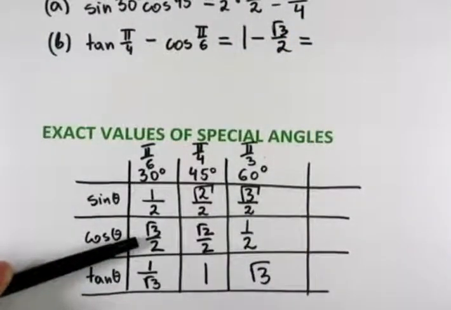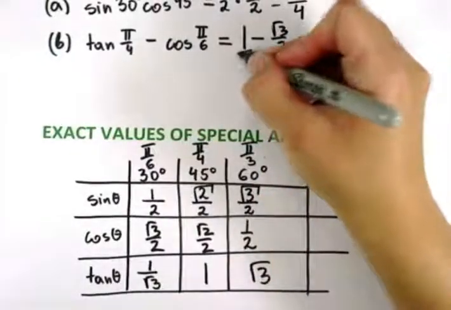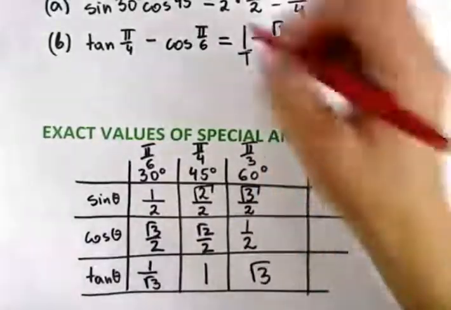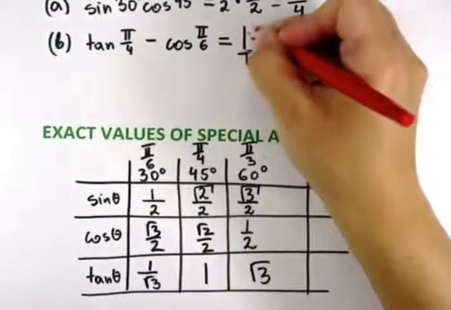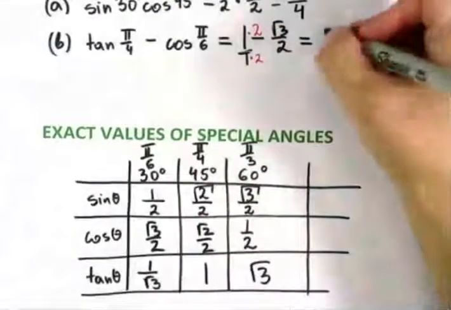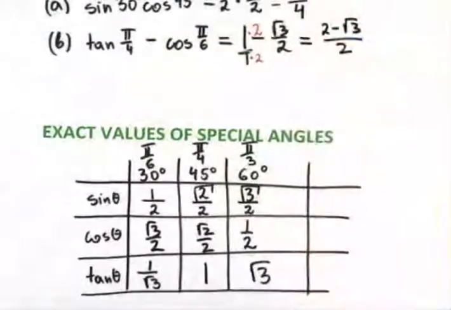So now we can leave it like this, or we can find the common denominator, because 1 is like 1 over 1. The common denominator of 1 and 2 is 2. Multiply the first by 2, so we have 2 minus root 3, all over 2.